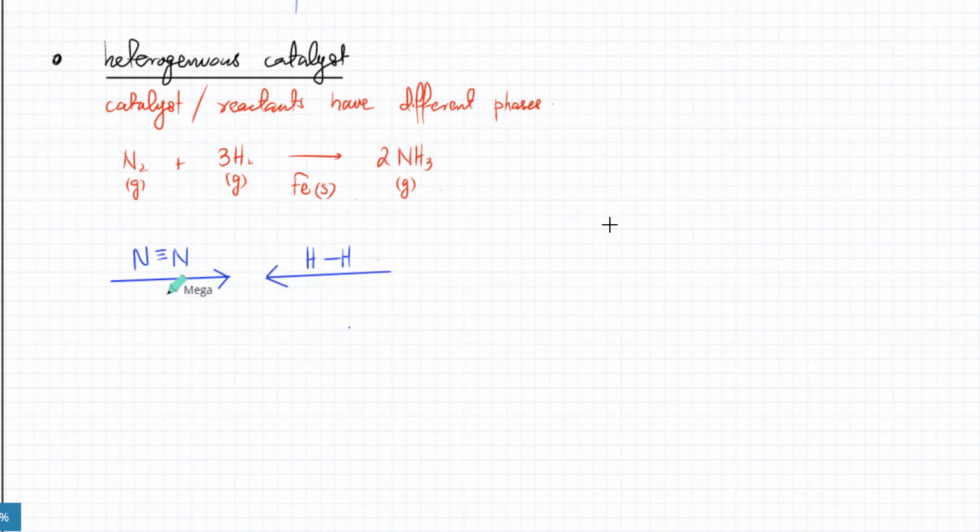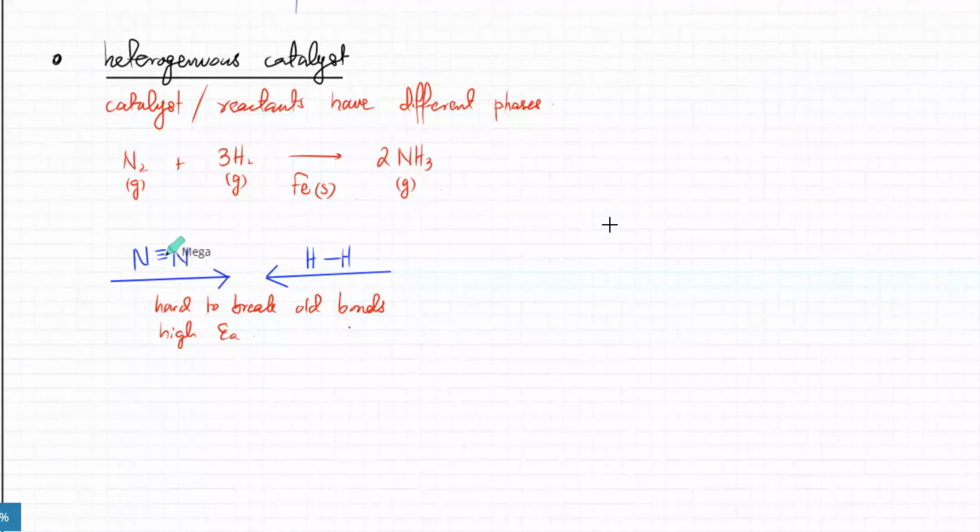so that the old bonds get broken. It's hard to break the old bonds, which basically means that they've got very high activation energy. Large amounts of kinetic energy are needed so that the molecules really bump into each other, collide with each other, and the force of collision is able to break the bonds. So high activation energy is needed to break those old bonds. And it's not the H-H bond actually, it's the triple bond that is really, really strong. So you need to give them kinetic energy.